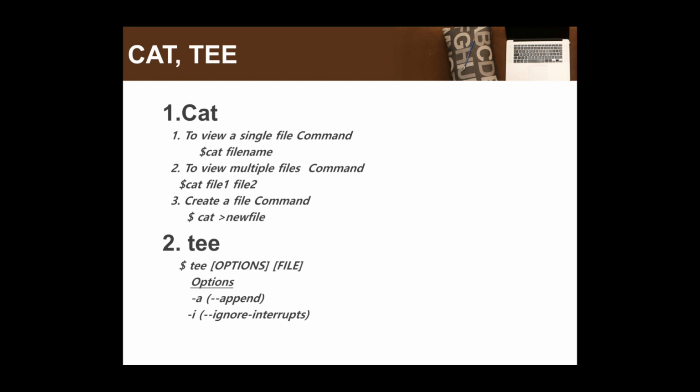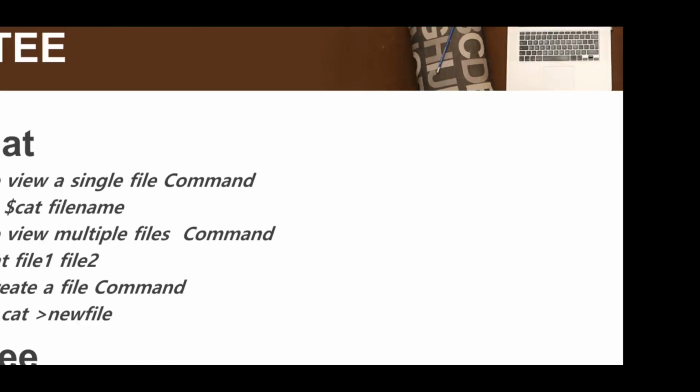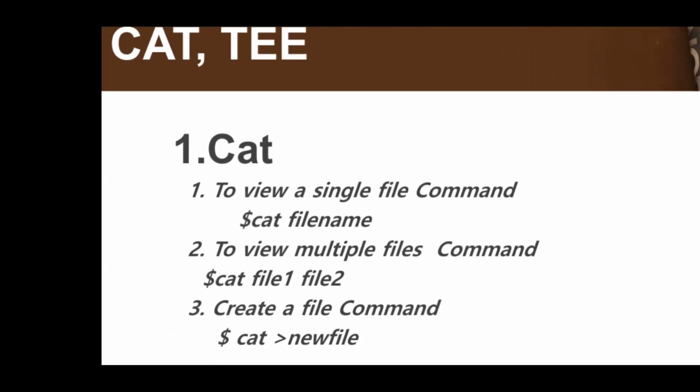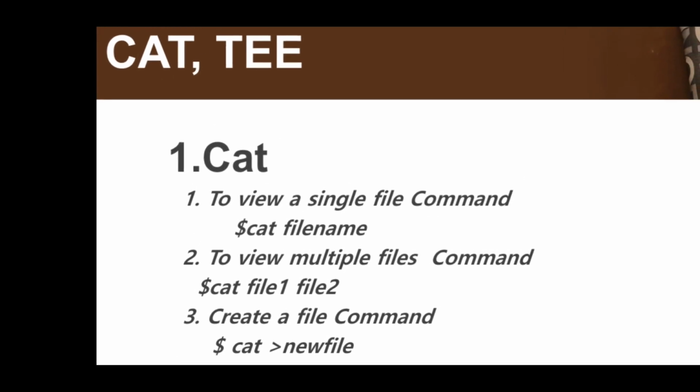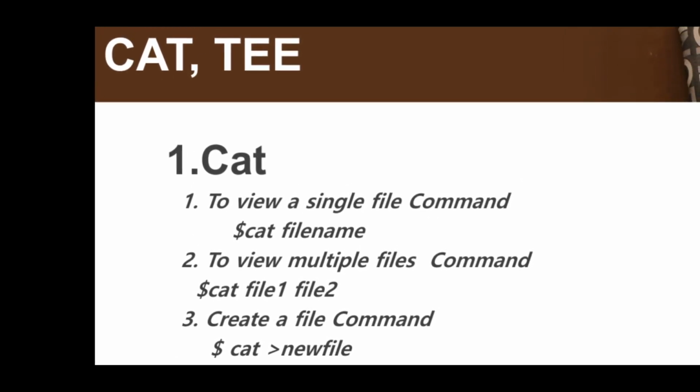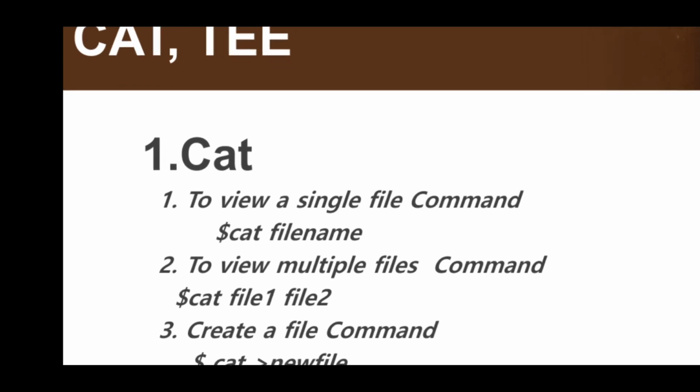The first command that we need to understand is cat. This cat command is the most frequently used command in Linux. It is basically used to create, view and concatenate files. It is used to view a single file, multiple files, or to create a file. Apart from this, it also helps to do multiple other things, but over here we will cover these 3 things.